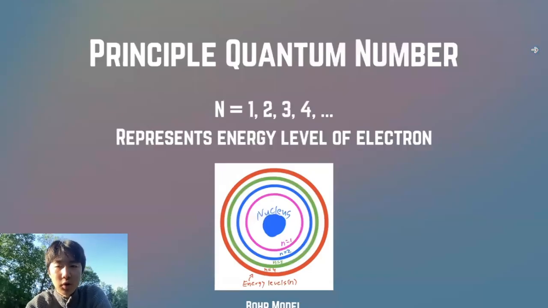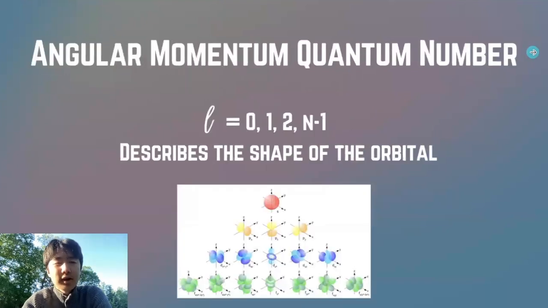The first quantum number we're going to talk about is the principal quantum number. It's denoted by the variable n, and n equals 1, 2, 3, 4, etc., all the way to infinity, and represents the energy level of the electron. If you look at this Bohr model on the bottom of the graph, the first energy level is the ground state energy level, and as the electron gets excited, it goes to the second, third, and fourth energy levels. The second quantum number is the angular momentum quantum number. This is denoted by the variable L. L is essentially n minus 1.